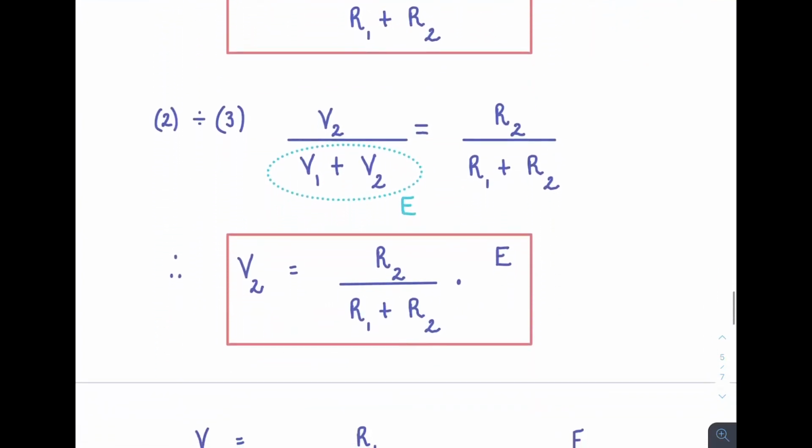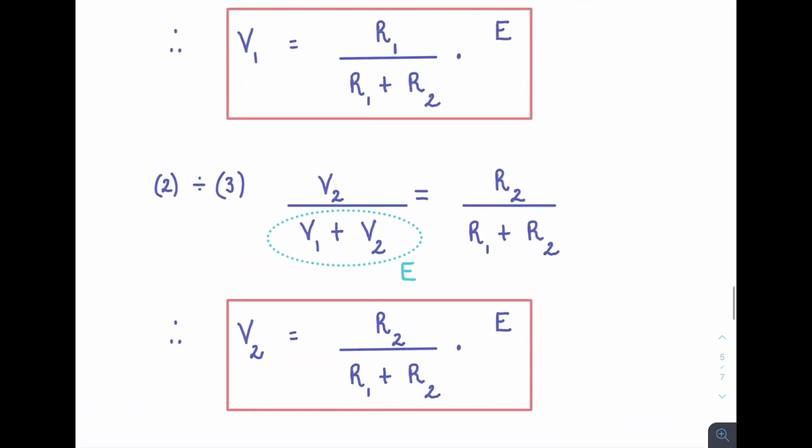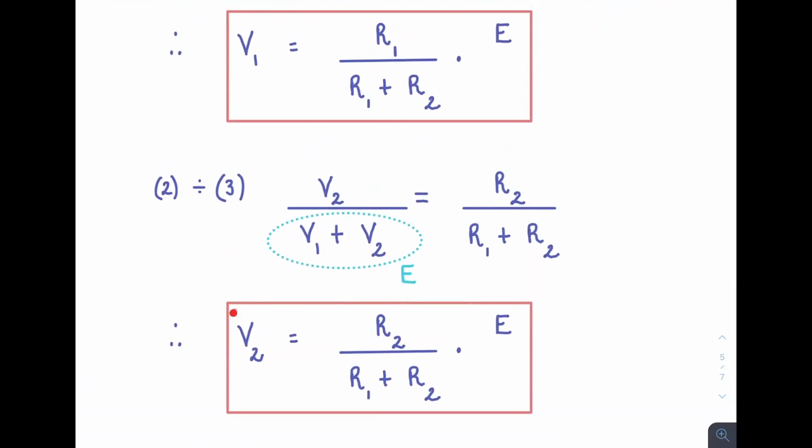Similarly, dividing 2 by 3, we get V2 on E, which is equal to R2 on R1 plus R2. And we get a similar result to the first, where the voltage across resistor 2 is equal to R2 divided by the total resistance in the circuit, R1 plus R2, multiplied by the battery's EMF.